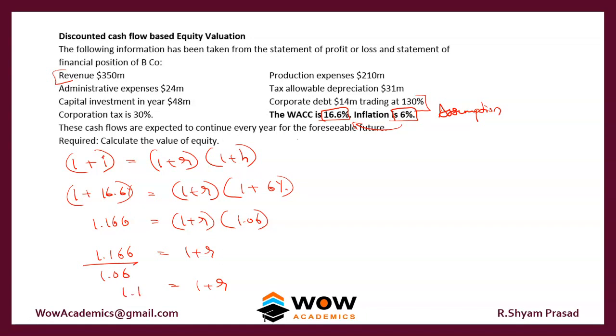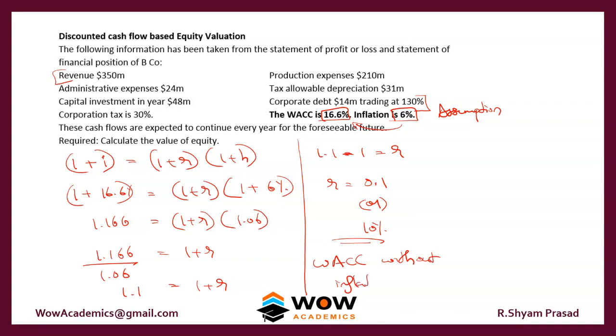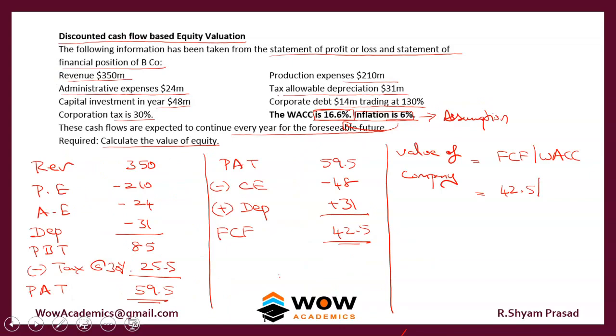It means 1.1 minus 1 equals r. So the r should be 0.1, or if you represent it as a percentage, it would become 10 percent. So r here refers to 10. This is the WACC without inflation. So this is what we have to use as a denominator. If you use this as a denominator, the answer comes to 425.